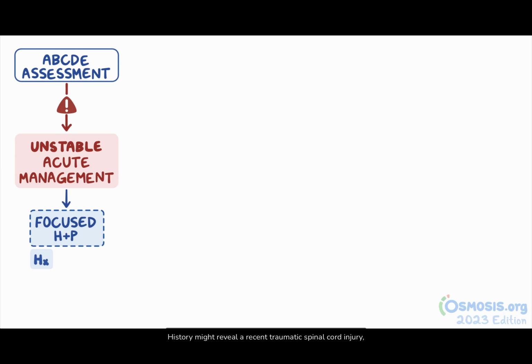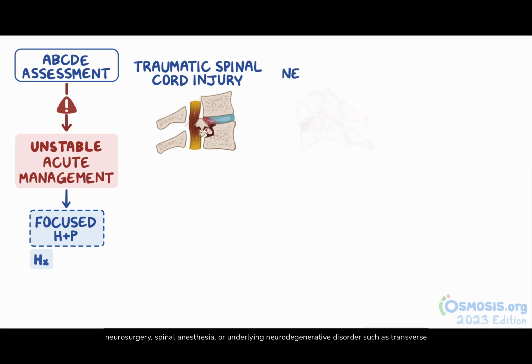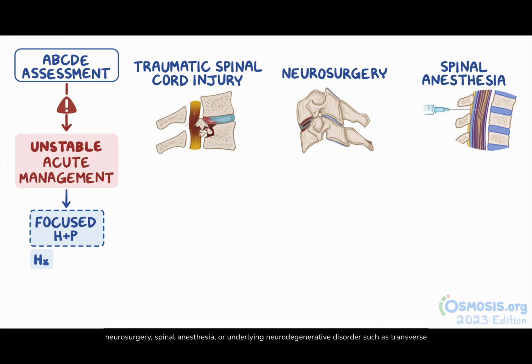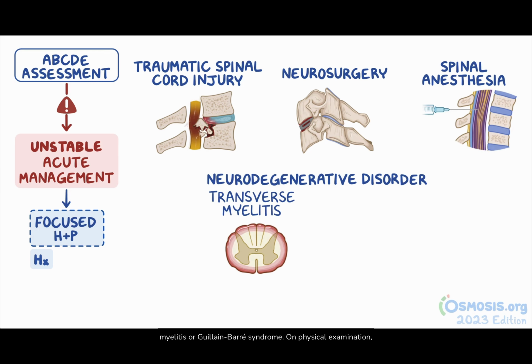History might reveal a recent traumatic spinal cord injury, neurosurgery, spinal anesthesia, or underlying neurodegenerative disorder such as transverse myelitis or Guillain-Barré syndrome.